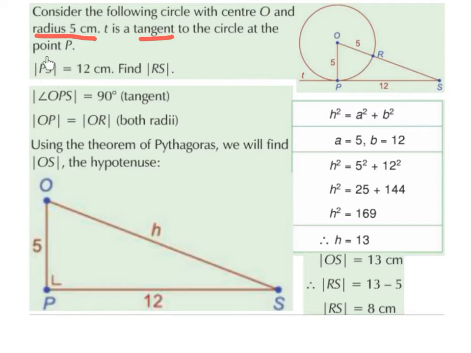We're told that the length of PS is 12 centimeters. So from P to S is 12 centimeters. And we want to find the length of RS. So from R to S.